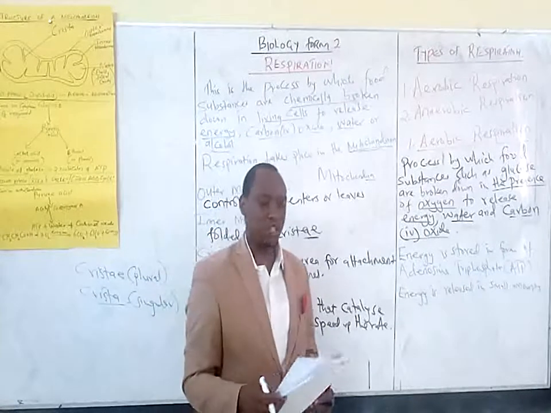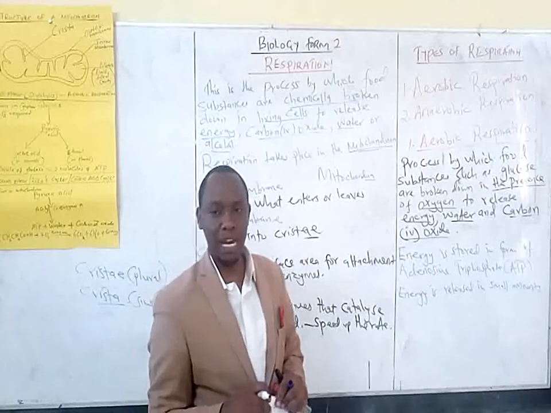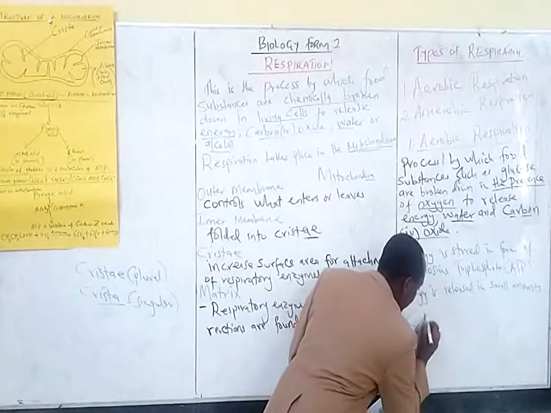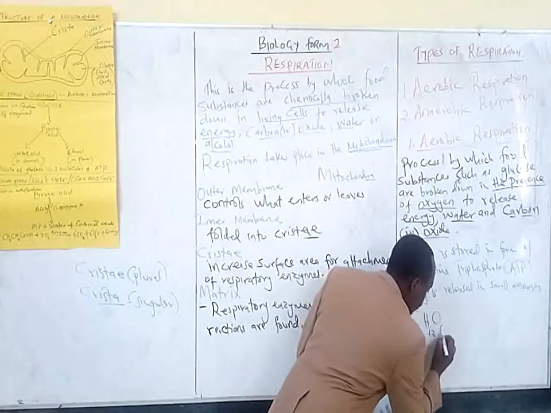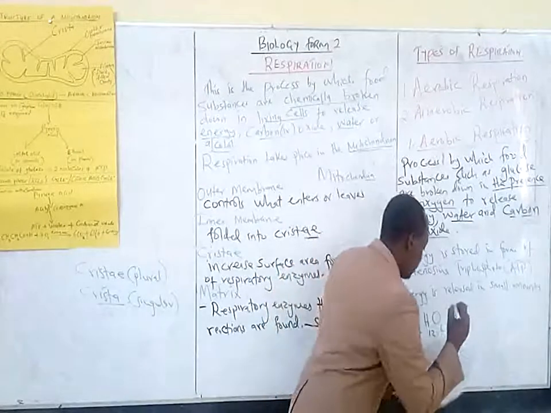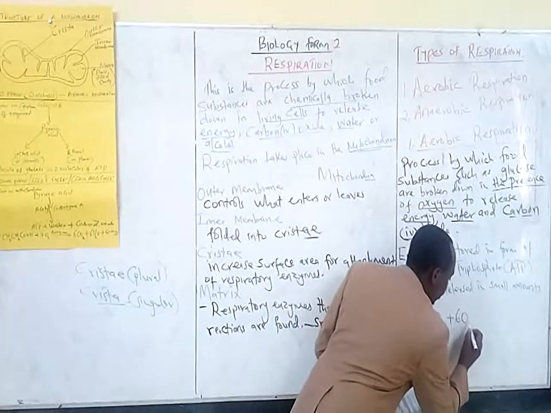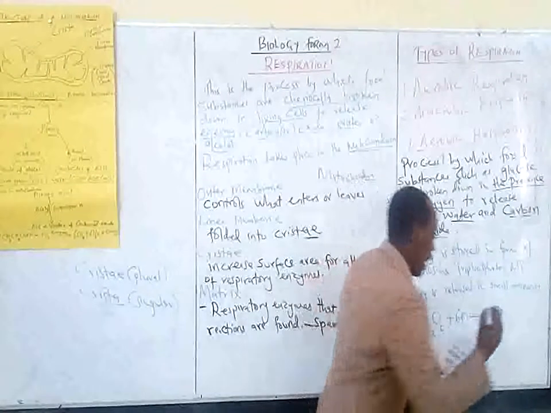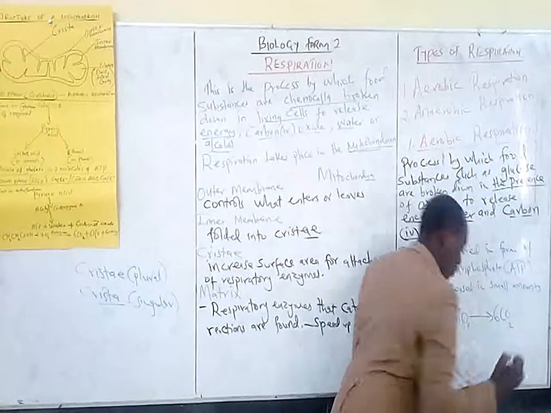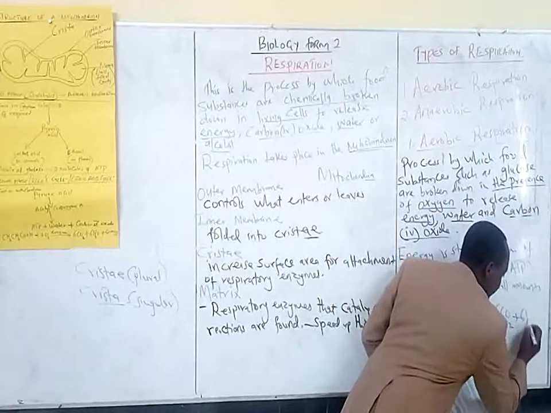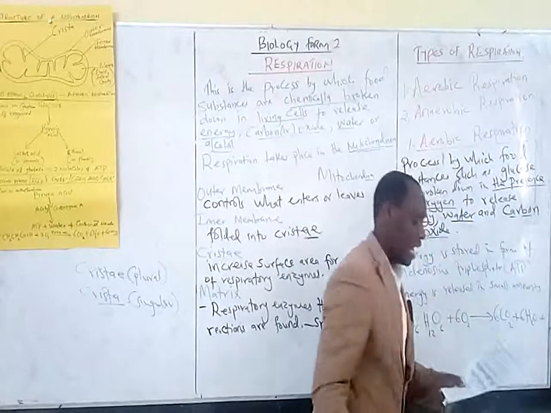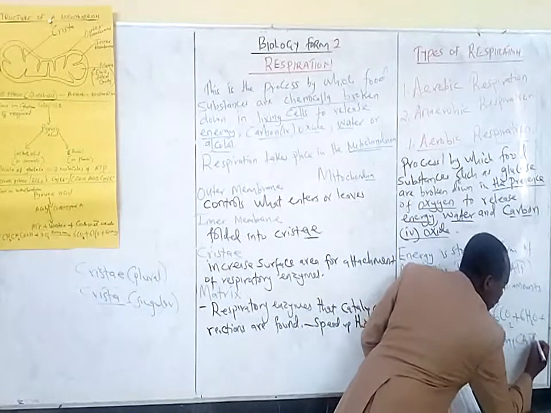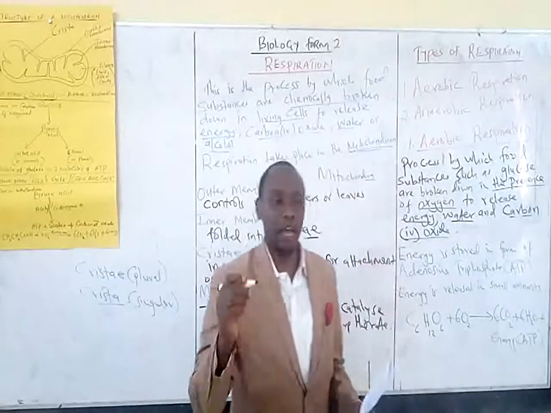So I want to write an equation here to summarize aerobic respiration. I will take glucose, C6H12O6, which is oxidized in the presence of 6 molecules of oxygen. It is going to give us what? Number 1, carbon dioxide plus water plus what? Energy. And I've said this energy is always in the form of ATP, which is adenosine triphosphate.